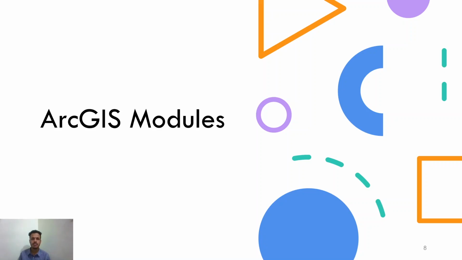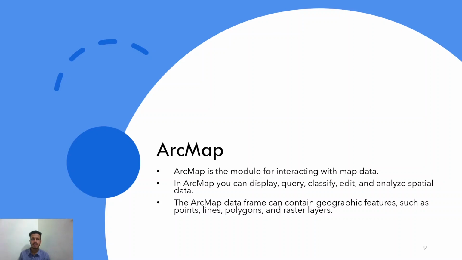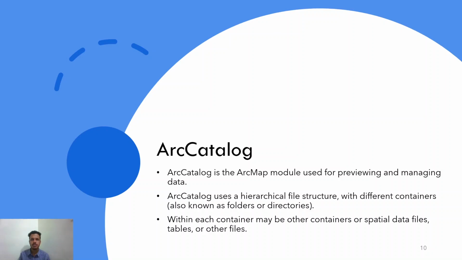Now let's talk about some ArcGIS modules. First, we will talk about ArcMap, where most of the work takes place. ArcMap is basically a module for interacting with map data, where we display, query, classify, analyze, and edit the spatial data sets. ArcCatalog is a module used for preparing and managing data, where files remain in a hierarchical structure.